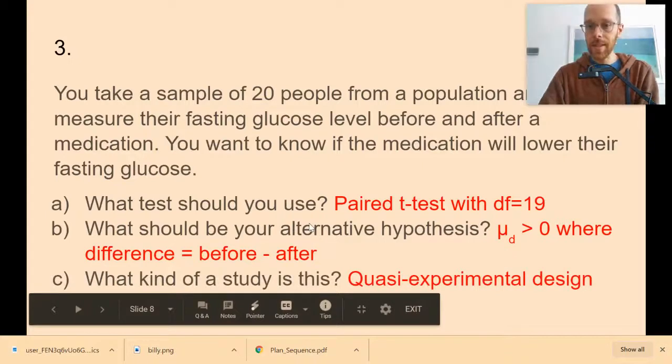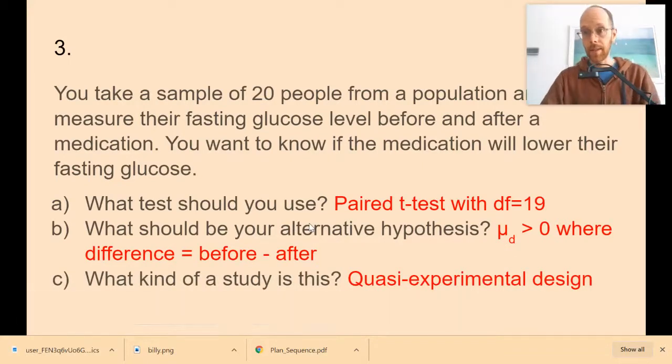What kind of study is this? This is a quasi-experimental design. It's an experiment because the diet is a treatment that you're imposing on people, but we don't have a placebo group to compare them to. So it's not a clinical trial.